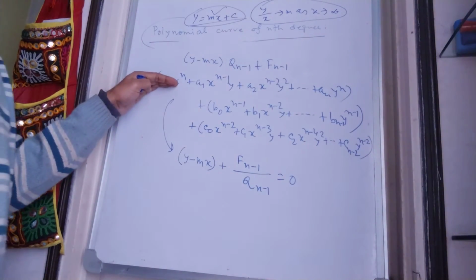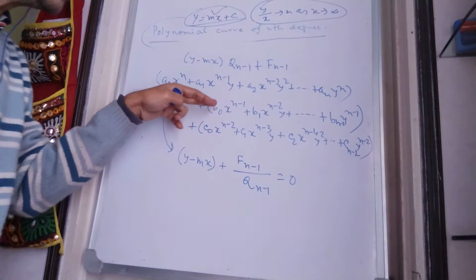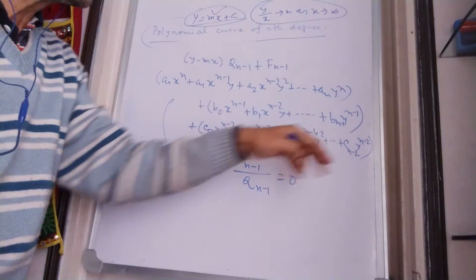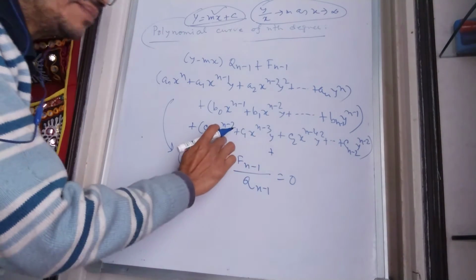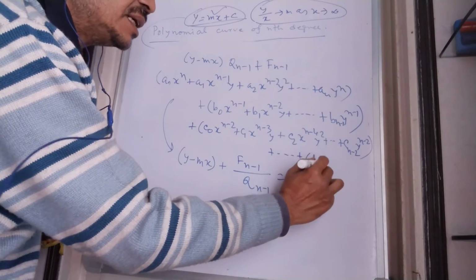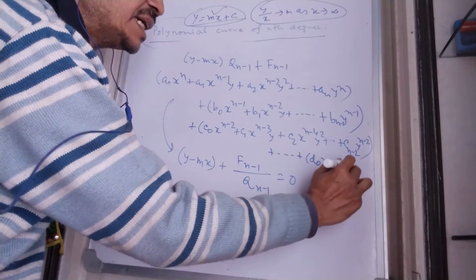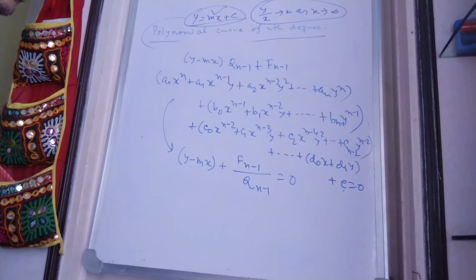See, the first term comprises all the terms with nth degree, the second term will comprise all the terms with n minus 1th degree, and the third term will comprise all the terms of n minus 2th degree. And what will be the next term? N minus 4th degree, and thus the last term becomes, say, d0 x plus d1 y, the linear term, and the constant term is of degree 0. So that is the way of writing it.